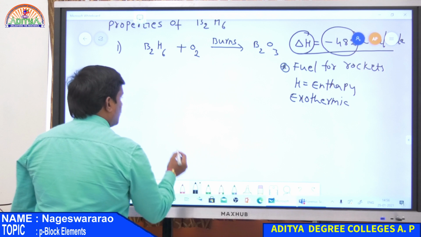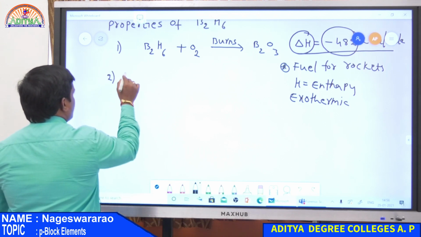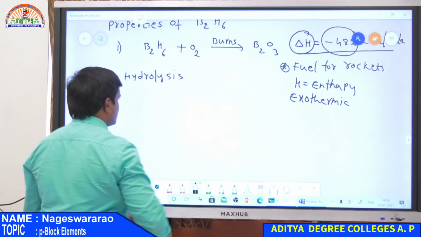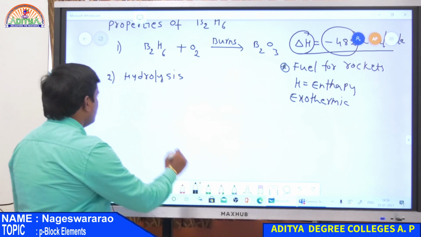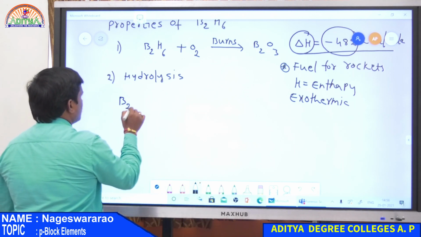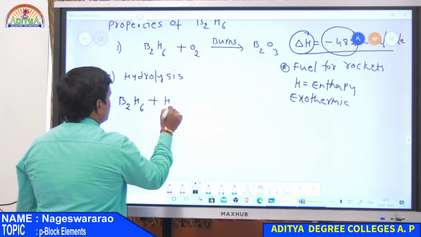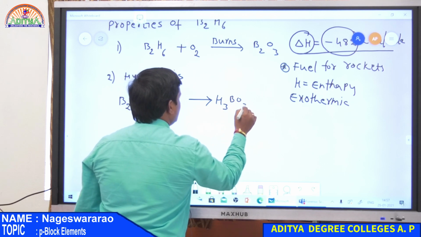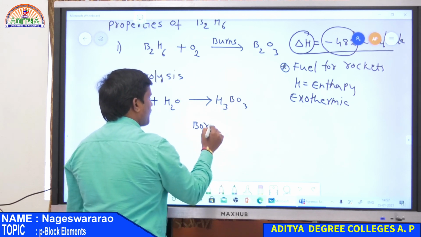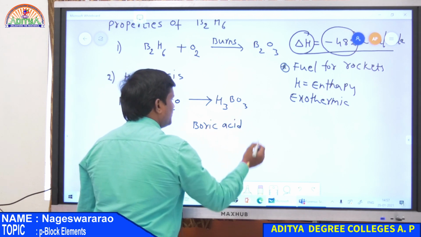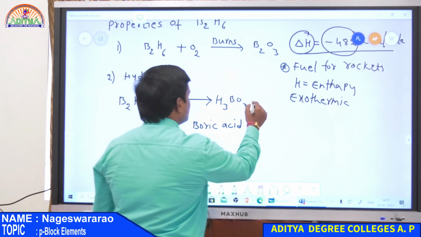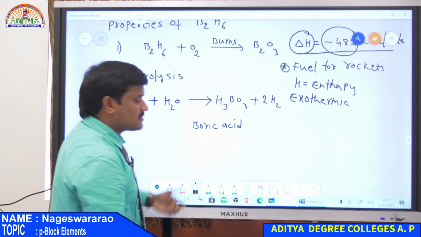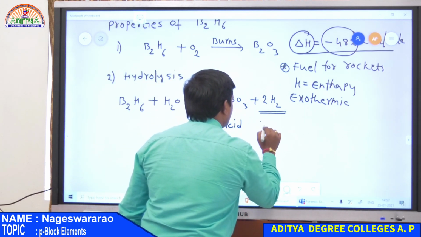The second one is the hydrolysis reaction. So what is a hydrolysis reaction? Hydrolysis is nothing but the addition of water. Diborane is hydrolyzed with water, it gives H3BO3, that is nothing but boric acid. H3BO3 is known as boric acid. So along with hydrogen atoms. Therefore, during this process, 2 moles of hydrogen are removed from the diborane.